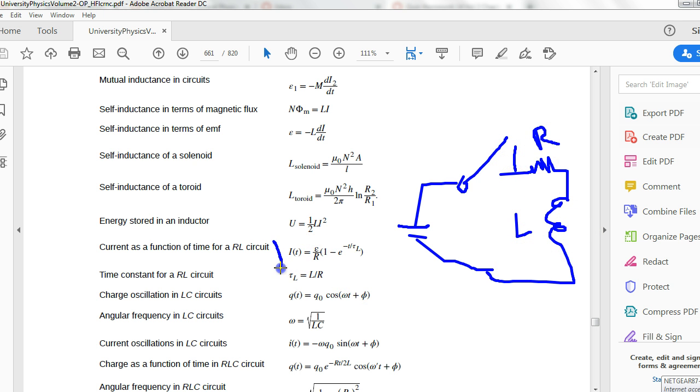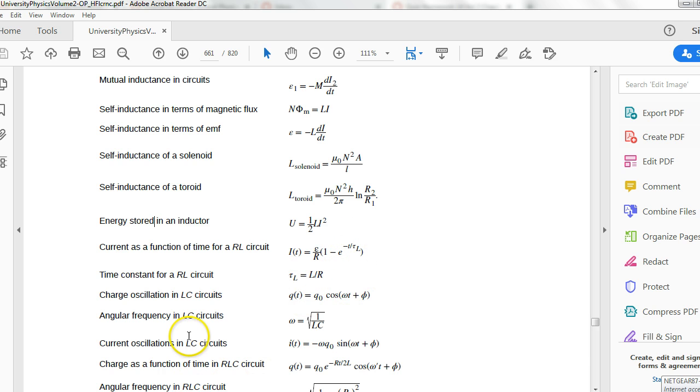It behaves by this rule, where the current as a function of time is the EMF imposed from here over the resistance, times 1 minus e to the minus t over tau L, and tau L is the time constant for the RL circuit. Tau L is just inductance over resistance. Inductance, by the way, is in henries. A henry is an ohm second. Resistance is in ohms. So this gives you time, right? L over R is the time constant for the circuit.